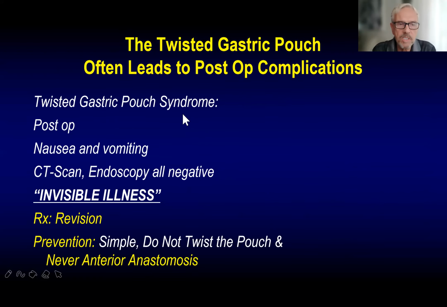The twisted gastric pouch syndrome: post-op nausea, vomiting, CT scan and endoscopy is frequently negative, and you have invisible illness. You have to revise the patient, and the prevention is simple. Just don't twist the pouch and never do an anterior anastomosis.